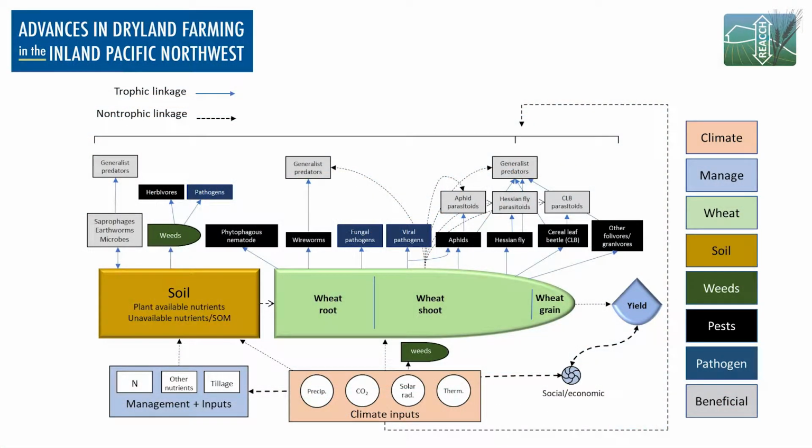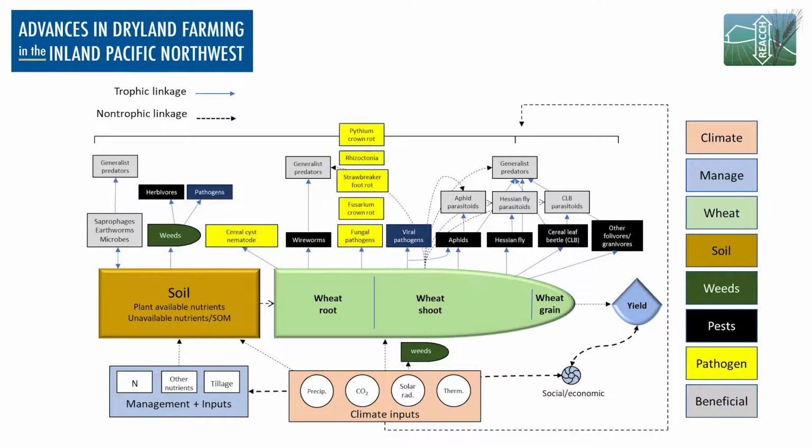Okay, so Sanford already showed this diagram with all the complex interactions that are going to be involved in crop productivity. These include biotic factors such as weeds, pests, and pathogens, but also a lot of abiotic factors that can interact. When we think of crop productivity, we really have to think of all these integrated together. But today I'm really going to focus in on the nematodes and the fungal pathogens specifically. I'm going to cover 4 of the fungal diseases, Pythium, Rhizoctonia, strawbreaker foot rot, Fusarium, and then we'll also consider one of the nematode diseases.